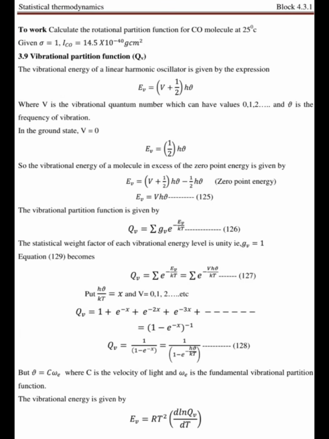Vibrational partition function, that is denoted by QV, where the energy of a linear harmonic oscillator is given by the expression. To determine the vibrational partition function, EV is equal to (V plus 1 by 2) into h theta.